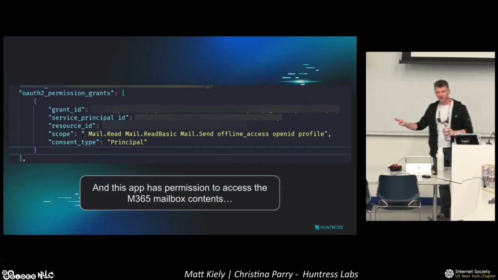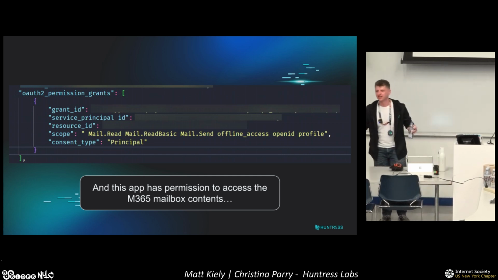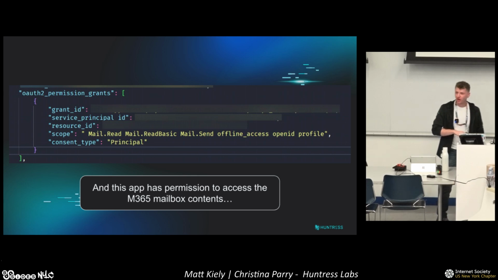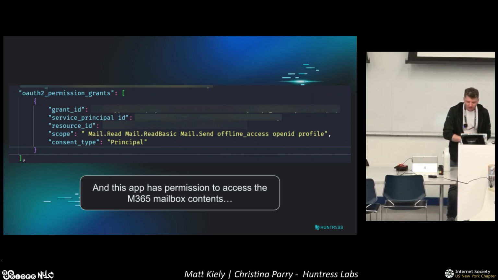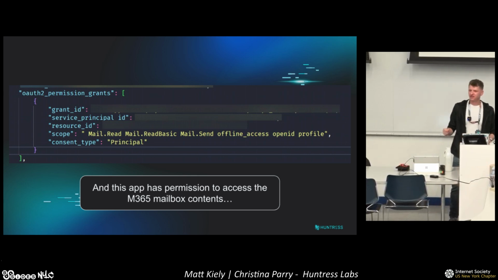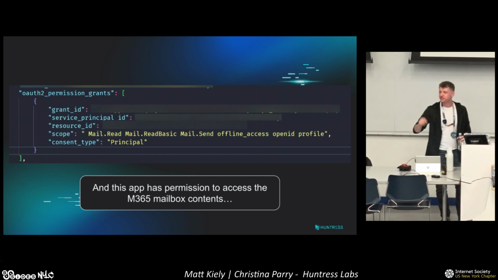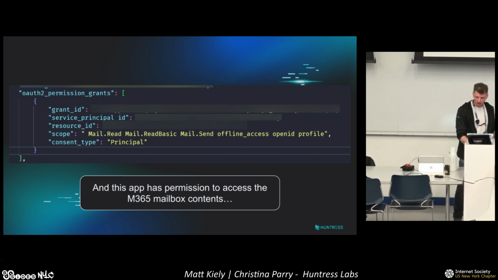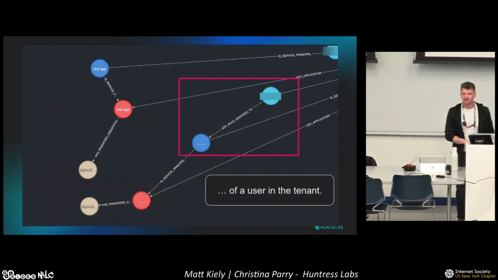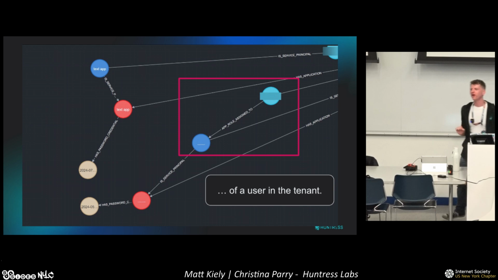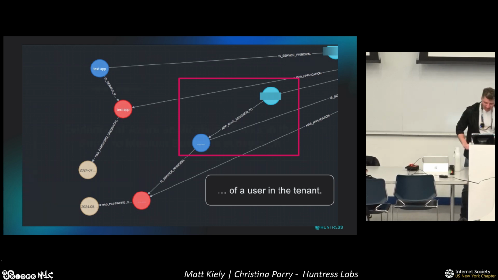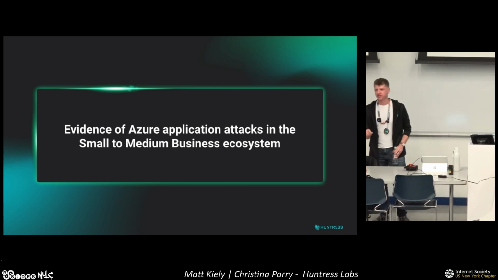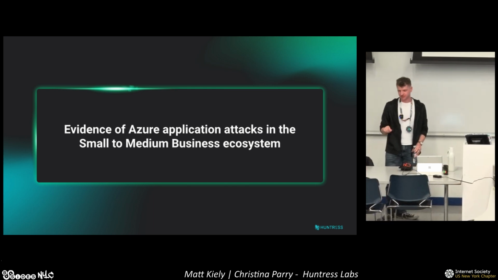And it doesn't even stop there, because that's kind of interesting, but that could be just an M365 admin messing around or something like that. But what we then found is that this application has delegated access to the permissions that allow an application to access the email inboxes of one particular user in this tenant. So why did we fall out of our chairs? Because that is evidence of Azure OAuth application exploitation in the small to medium businesses.